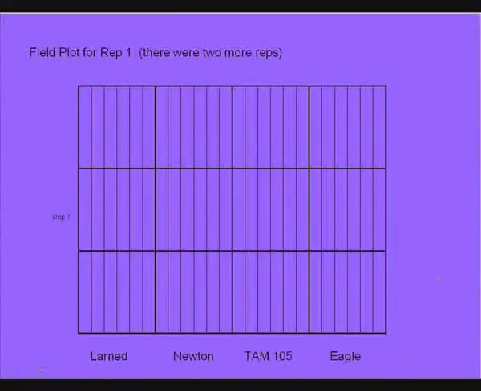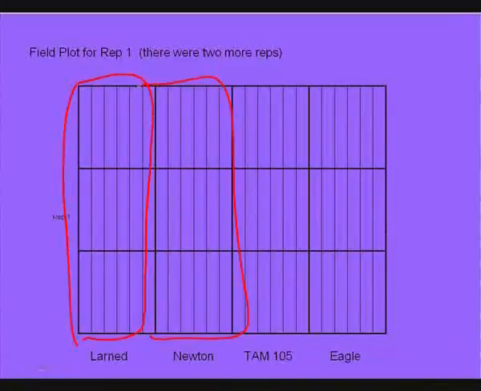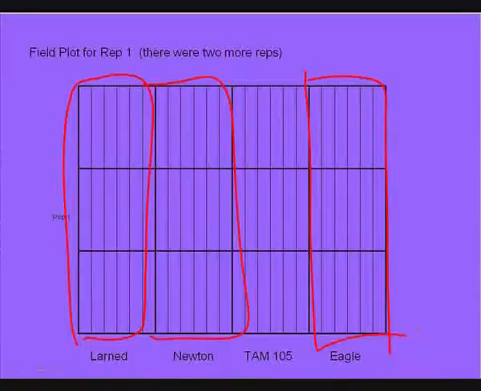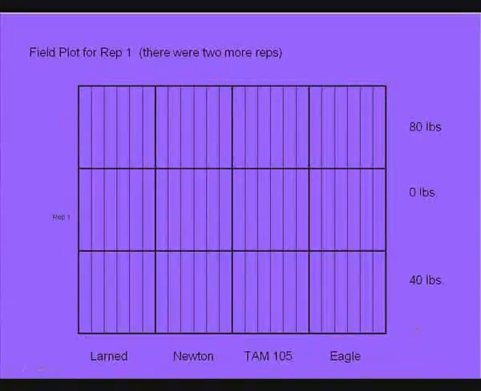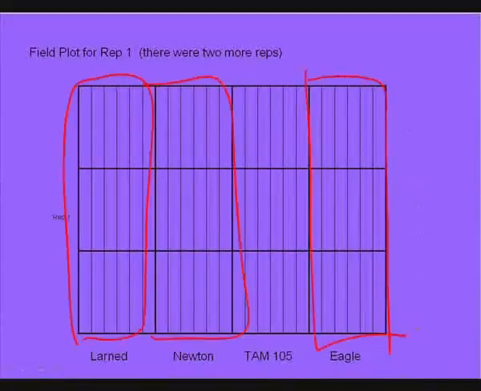in that all the plots that occurred up here and then over here and so on got the same variety. So Larned was selected at random from the 4 varieties that got assigned to the first group. Newton got assigned to the second group. TAM 105 got assigned to the third group, and so on. So one of these things becomes the experimental unit for variety. That's what the varieties were randomized to. So that's the way the varieties were assigned.